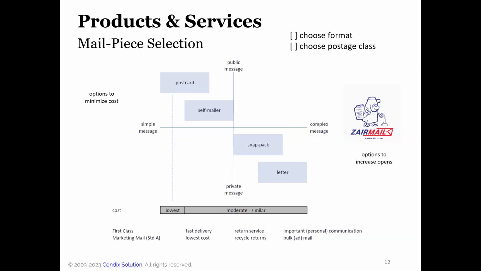And so you really have to look at the idea of privacy and complexity within the context of minimizing cost. And if you have any questions about that, we can help with that. Oh, and there is this issue of postage too. So whether you want to use first class or marketing mail, you can see that in the lower two lines here on this slide.